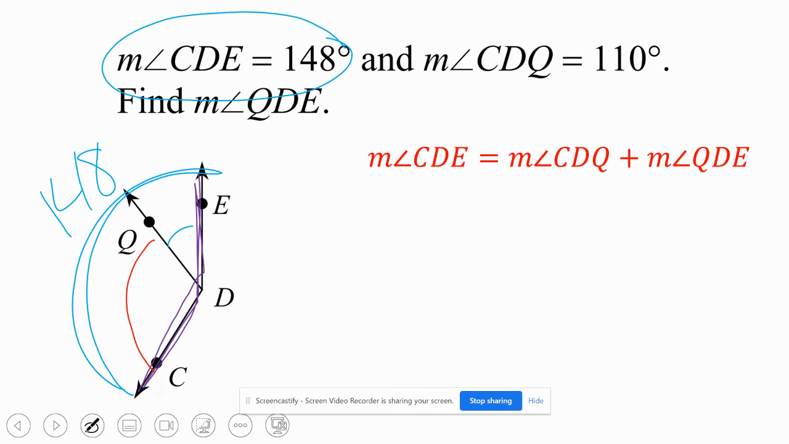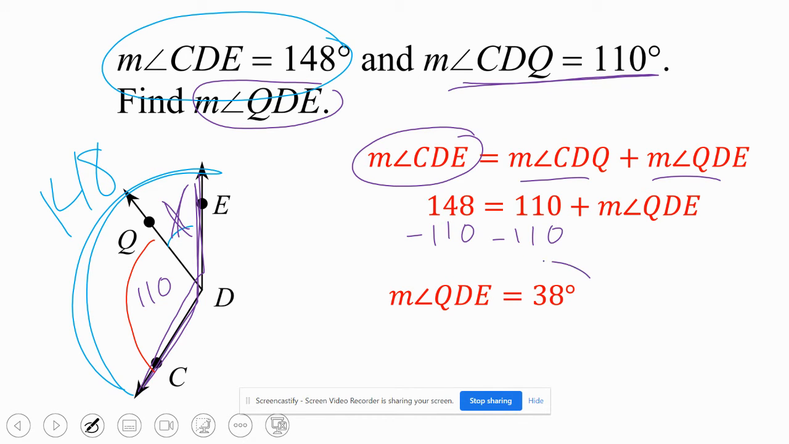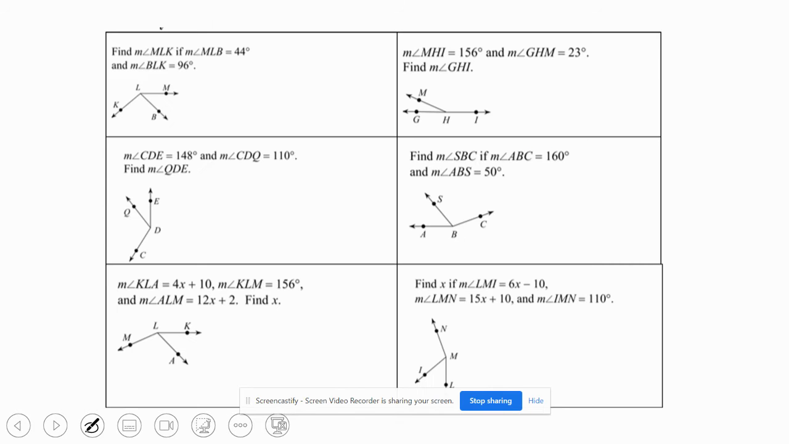And we are trying to find QDE. So we're trying to find this one, and CDQ is 110. So plug in what we know. So the whole thing equals the sum of the 2 little parts. So 148 equals 110 plus the measure of angle QDE, right? Plus what we're trying to find. Do some algebra, subtract 110, get 38 degrees. Okay? So watch it again, read it, figure it out, and then do this one. Okay, so these 2 are very similar.